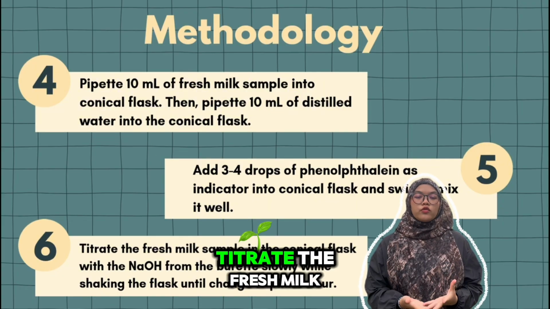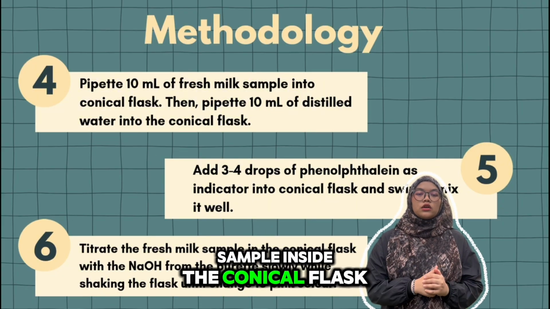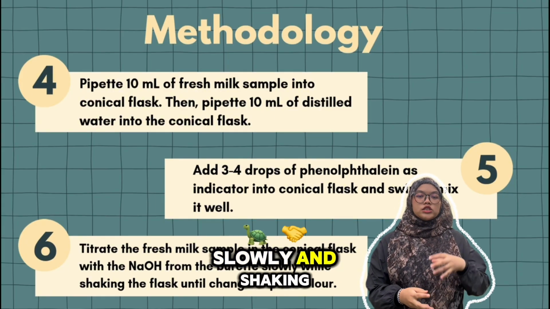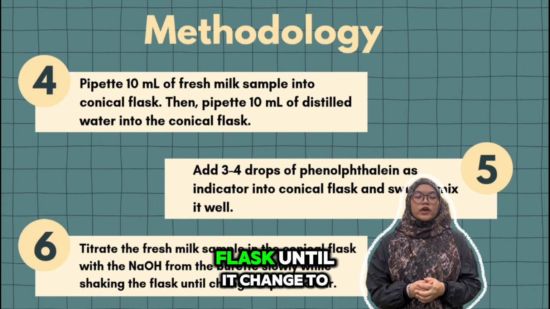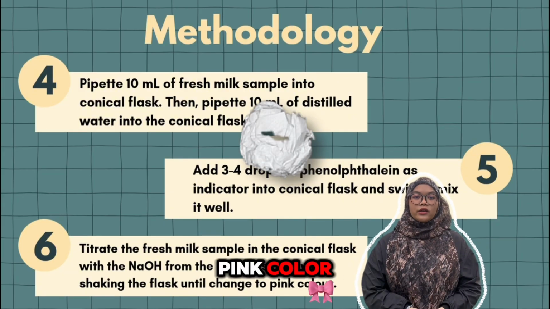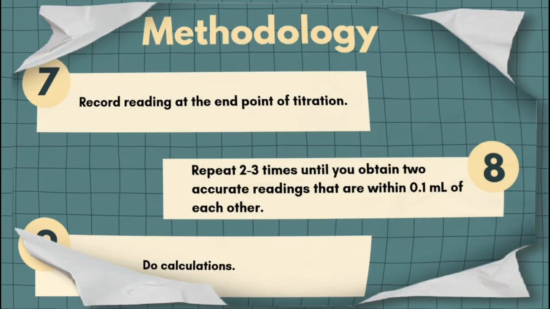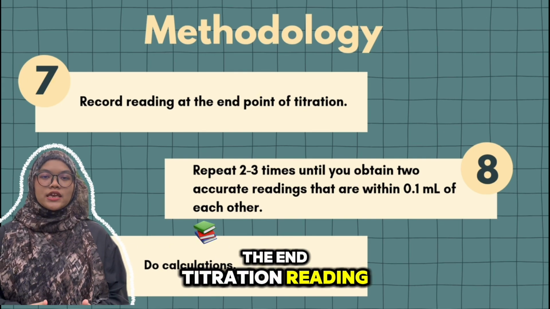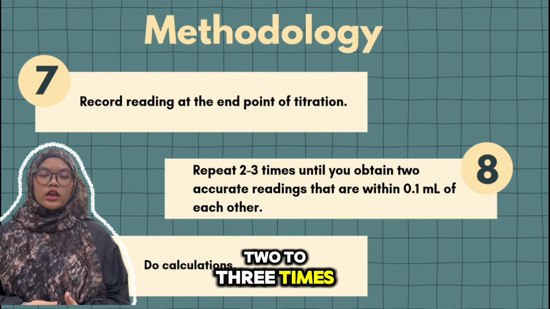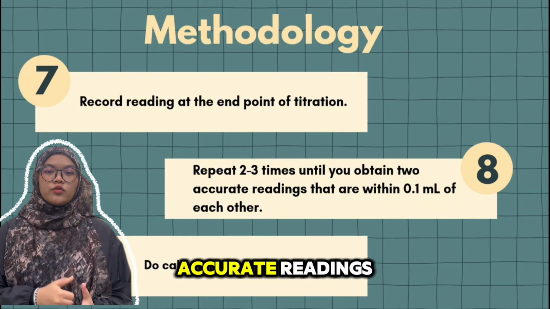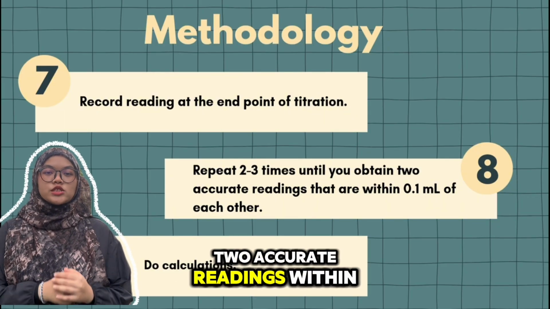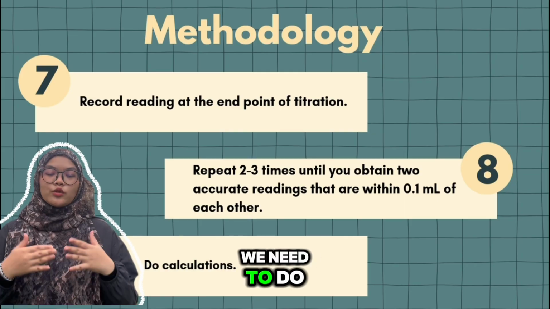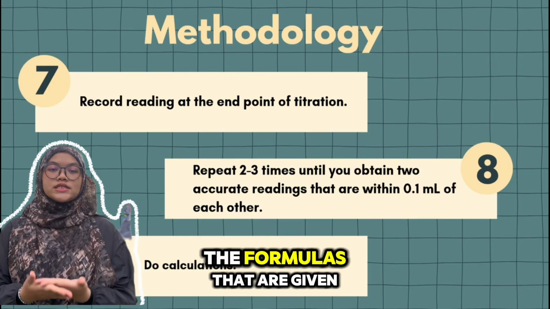Then, we need to titrate the fresh milk sample inside the conical flask with sodium hydroxide from the burette slowly and shake the conical flask until it changes to pink color. For the seventh step, we need to record the end titration reading, then repeat the titration 2 to 3 times until we obtain two accurate readings within 0.1 milliliter of each other. Then we need to do the calculation based on the formulas that are given.